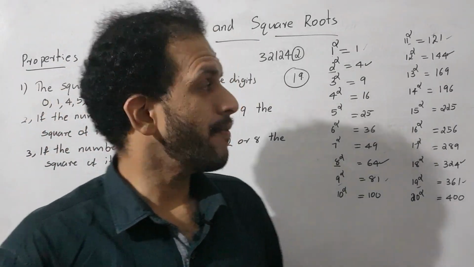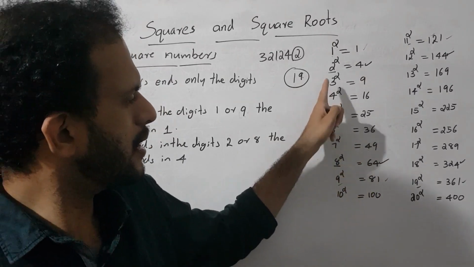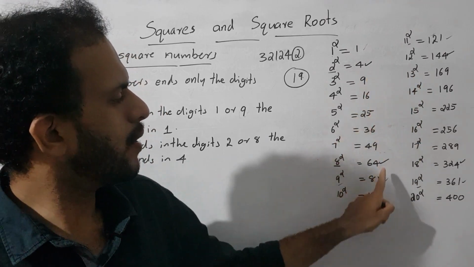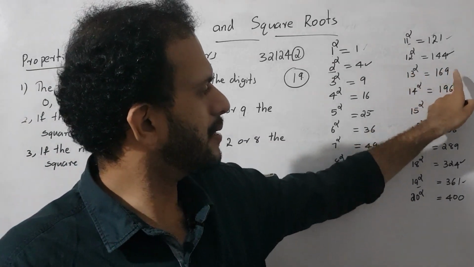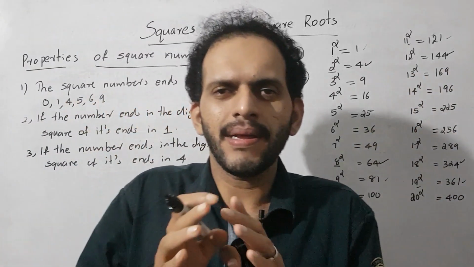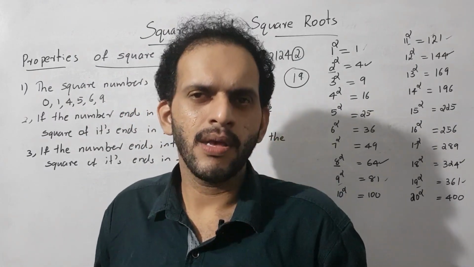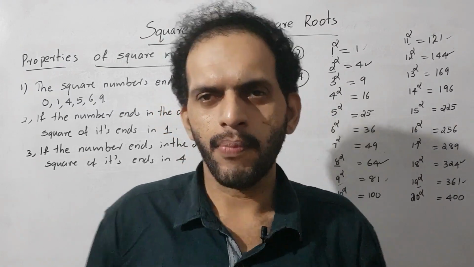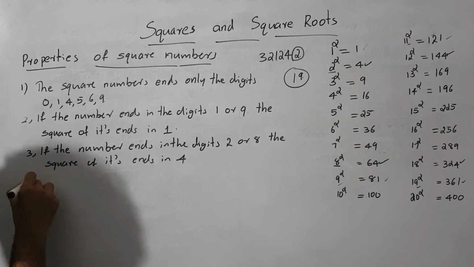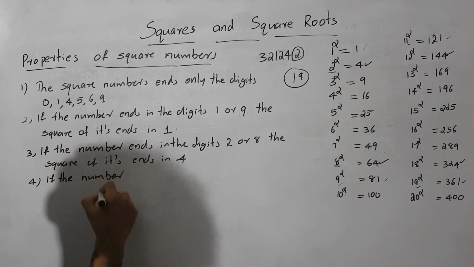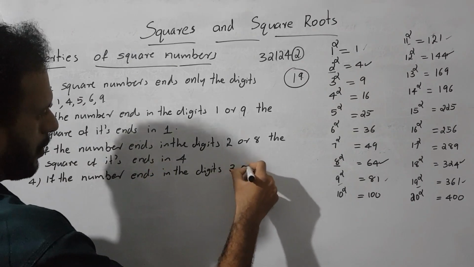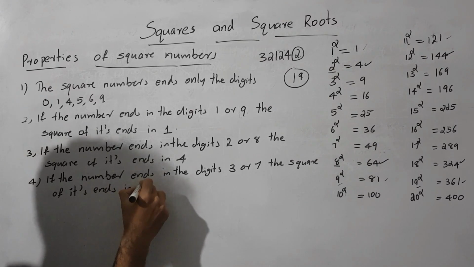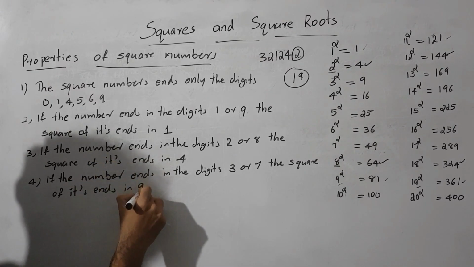Then next, if a number ends in the digit 3 or 7, the square ends in the digit 9. Okay, this is very important. Then what is next? The fourth one. If the number ends in the digit 3 or 7, the square of it ends in 9.